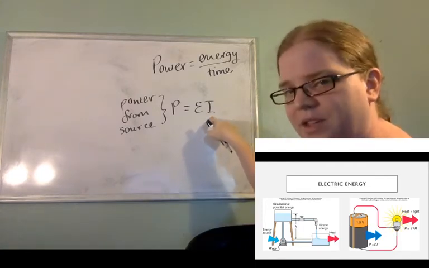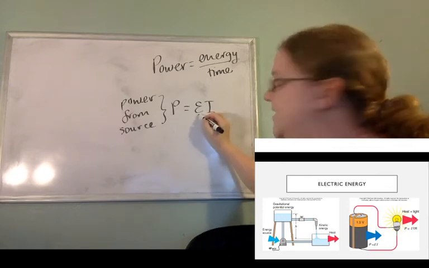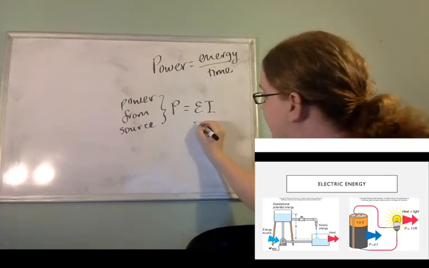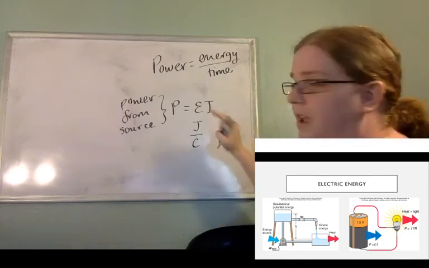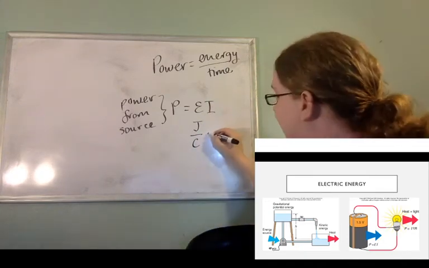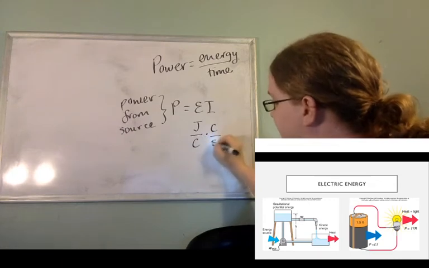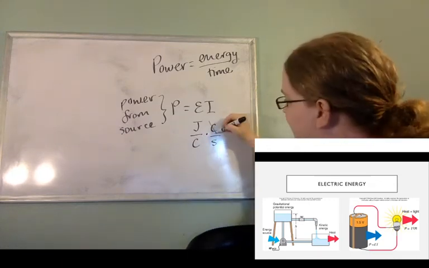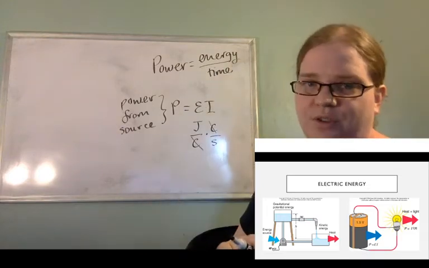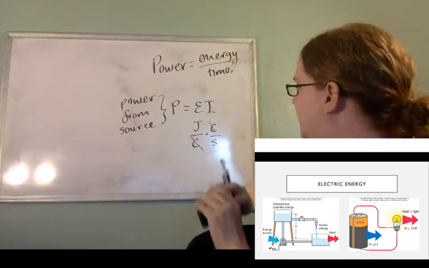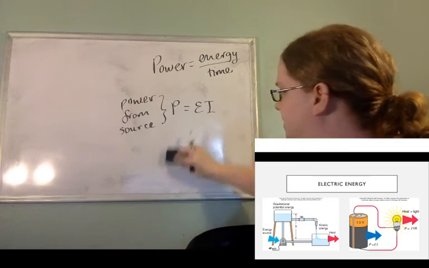Let's double check units real quick. This is measured in volts, and remember, a volt is a joule per coulomb. Current is measured in amps. An amp is a coulomb per second. Coulombs cancel, we have joules per second. That's our unit of power. So this is how much energy the source gives off.